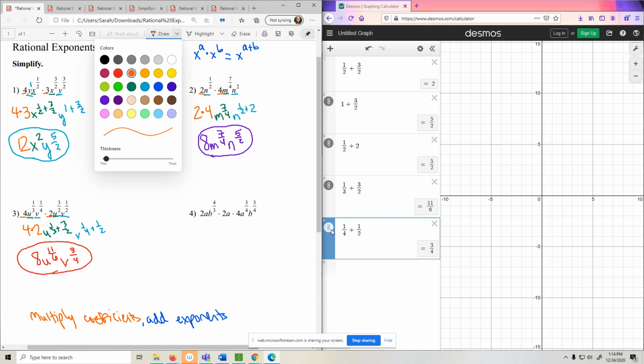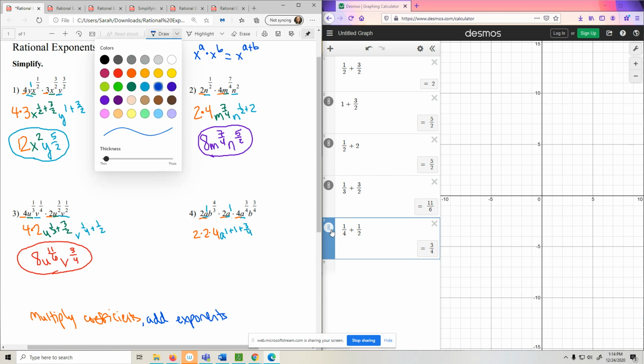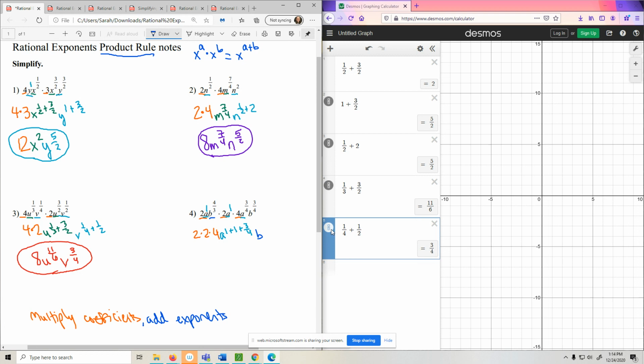Let's try one last one. So this one has 3 things being multiplied together. Guess what? The process is still the same. We're still multiplying our coefficients. We're still adding our exponents. So 2, 2, and 4 are all getting multiplied together like that. A's, I have a to the 1, a to the 1, and a to the 3/4. So I'm going to do 1 plus 1 plus 3/4. B's, I have b to the 4/3. That's a 4. It looks kind of goofy. And then I have b to the 3/4. So then let's simplify.